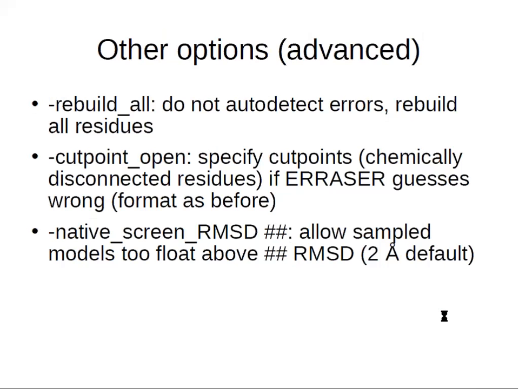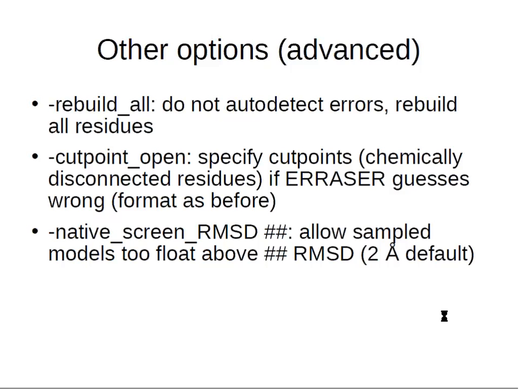All right. There's a couple of other advanced options that are available on the command line. There's a rebuild all flag, which just skips error detection and just assumes every residue needs to be rebuilt. Obviously, it's going to be more expensive in terms of computer time. Cut point open is a flag that you should never have to use, but it's there in case Eraser incorrectly detects where you have cut points, where you have residues that ought to be chemically disconnected. But if Eraser tries to chemically connect them because it maybe misunderstood your PDB input, the cut point open flag lets you enforce where you think the cut points are.